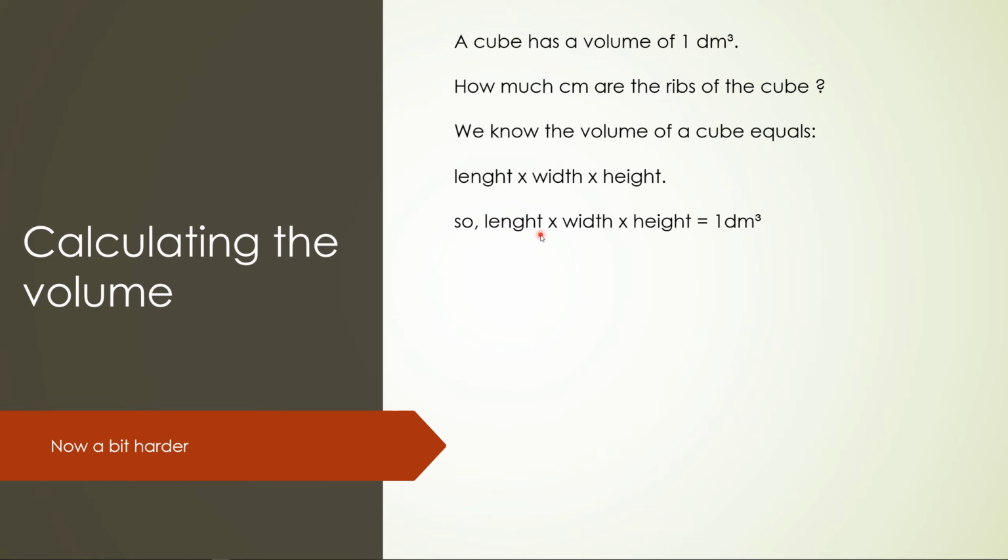Well, what number times the same number times the same number, since a cube has all the same ribs, equals 1? There's only one number that does this. It's 1. 1 times 1 times 1 equals 1. So we know the ribs are 1 decimeter. Looking at the question, they ask how many centimeters the ribs of the cube are. Well, 1 decimeter equals 10 centimeter. And that's the final answer.